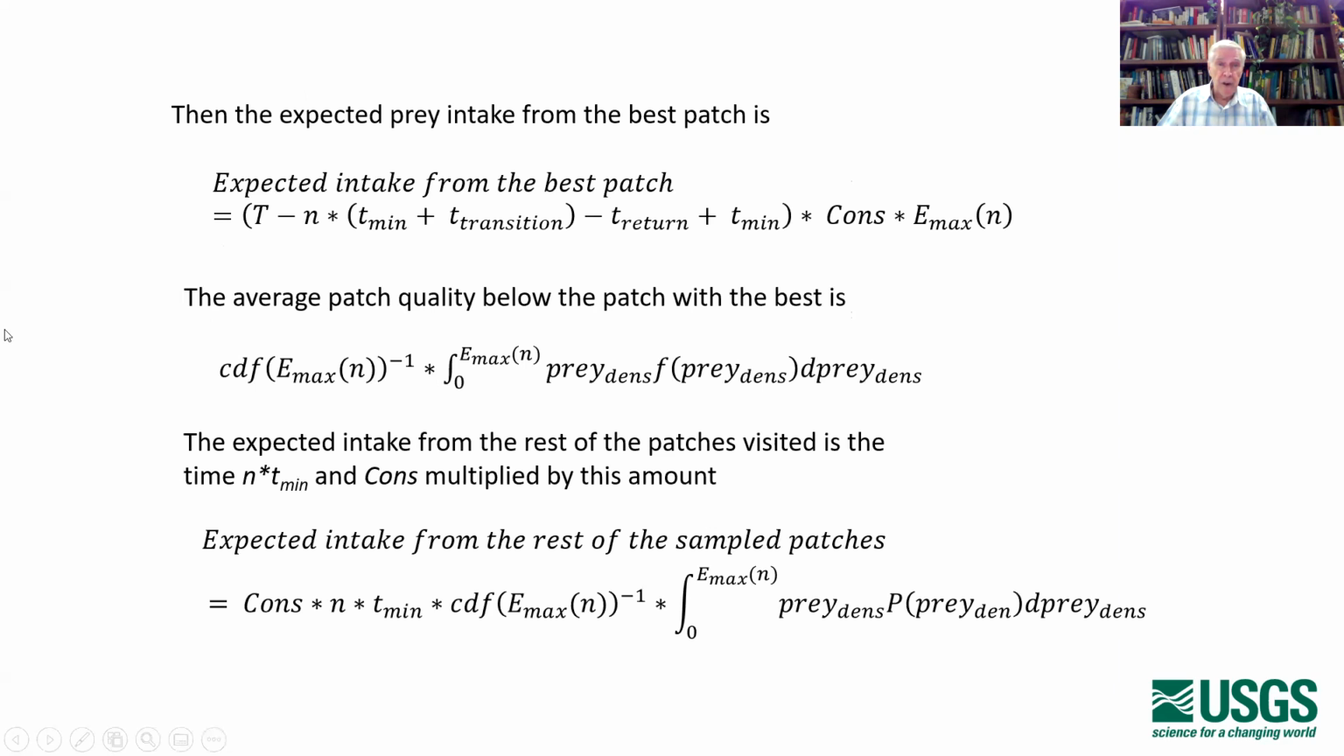So then the expected prey intake from that patch is just the time that it can spend there, times CONS, which is the amount of prey that it is able to consume per minute, times Emax, that's the prey density in the best patch.